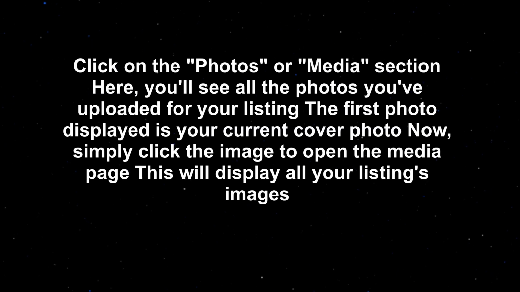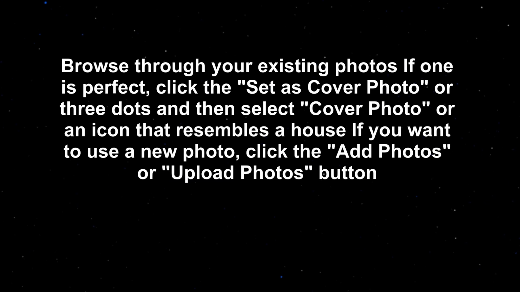Now, simply click the image to open the media page. This will display all your listing's images. Browse through your existing photos. If one is perfect, click the Set as Cover Photo or the 3 dots and then select Cover Photo, or an icon that resembles a house.